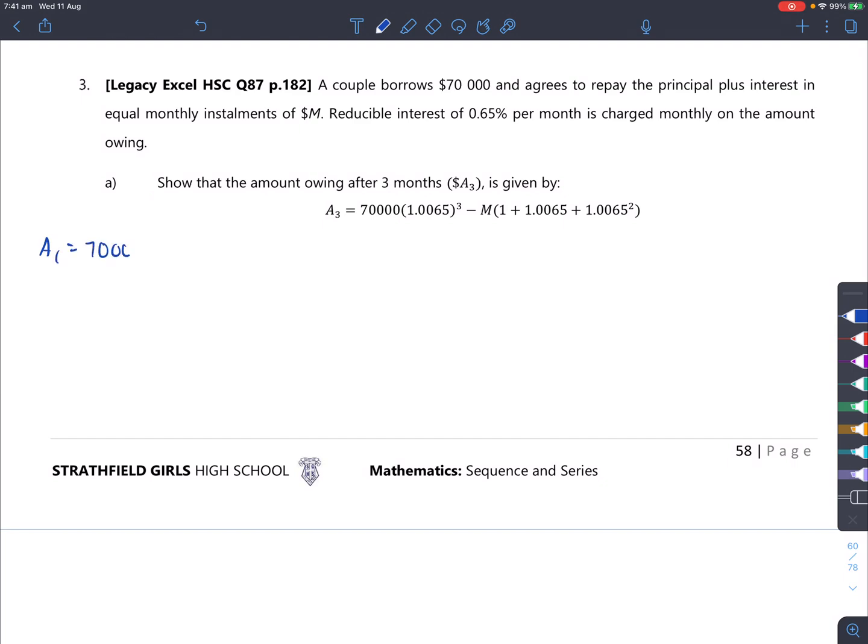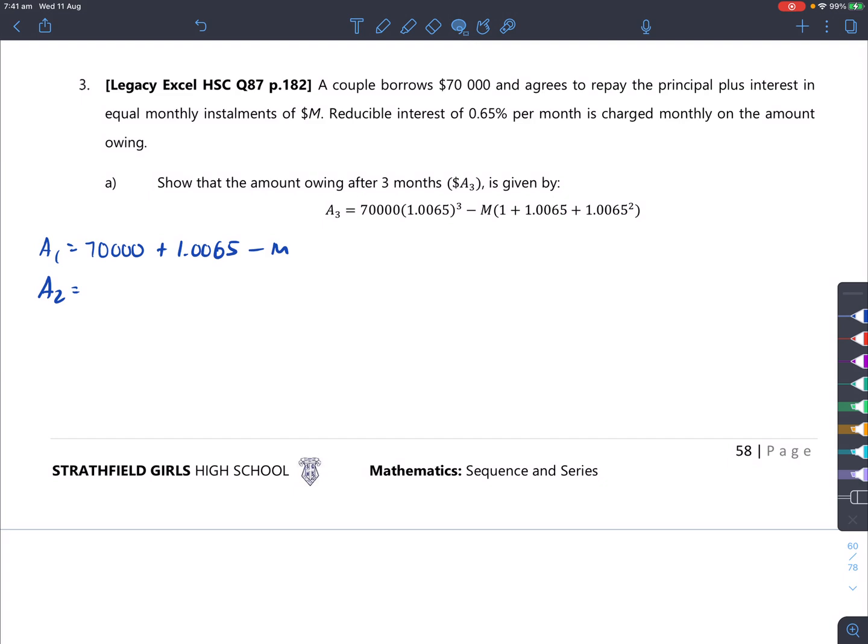We start off by borrowing 70,000 over here, and the interest is 0.65% per month, which is in line with the monthly installment. So we don't have to change that interest rate at all. So we just have to do 1.0065 as it is, and at the end of that first month we minus M.